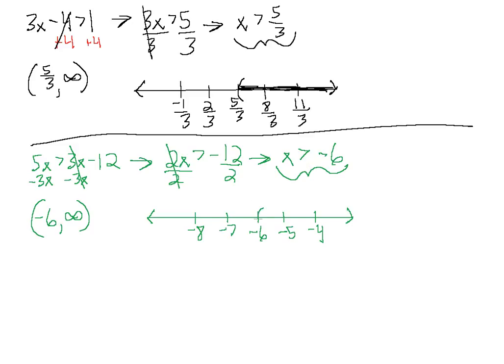So we're going to have an open parenthesis to the right, and we're shading to the right, which includes every number from minus 6 out to positive infinity. All right, let's look at another one.